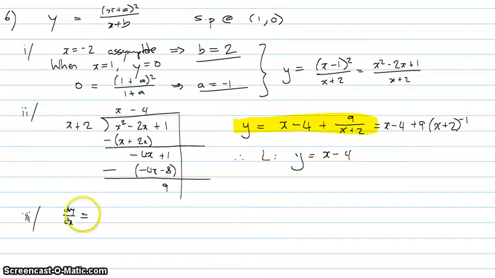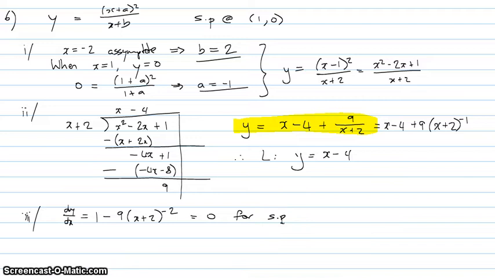So dy/dx is equal to, differentiate x, I get 1, differentiate minus 4, it disappears, differentiate 9 (x plus 2) to the negative 1: negative 1 comes down, I get minus 9 (x plus 2), decrease the power by 1, and then multiply by the derivative of the inside, which is just 1, so nothing changes. I want a stationary point, so I set this equal to 0.